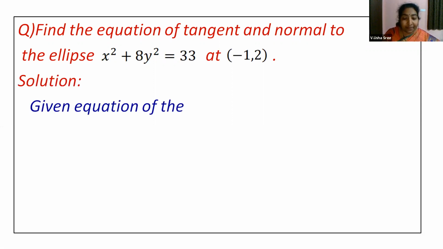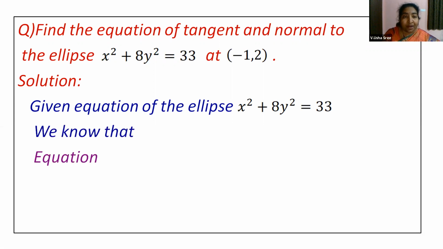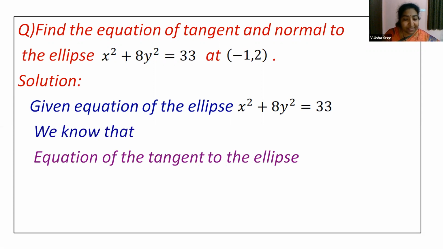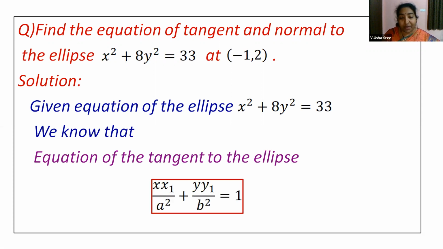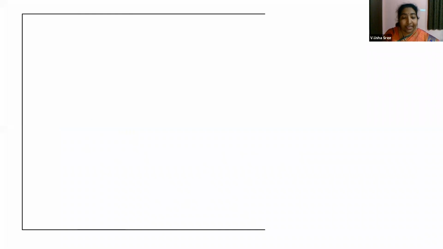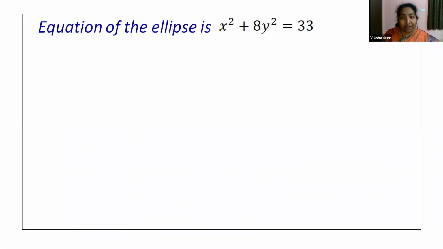You are given that the equation of the ellipse is x² + 8y² = 33. The equation of tangent to this ellipse will be S1 = 0, as we have seen. So xx1/a² + yy1/b² = 1. Then the equation of the ellipse, what we have seen, we are just carrying this. Then the point which is given to you is (-1, 2).